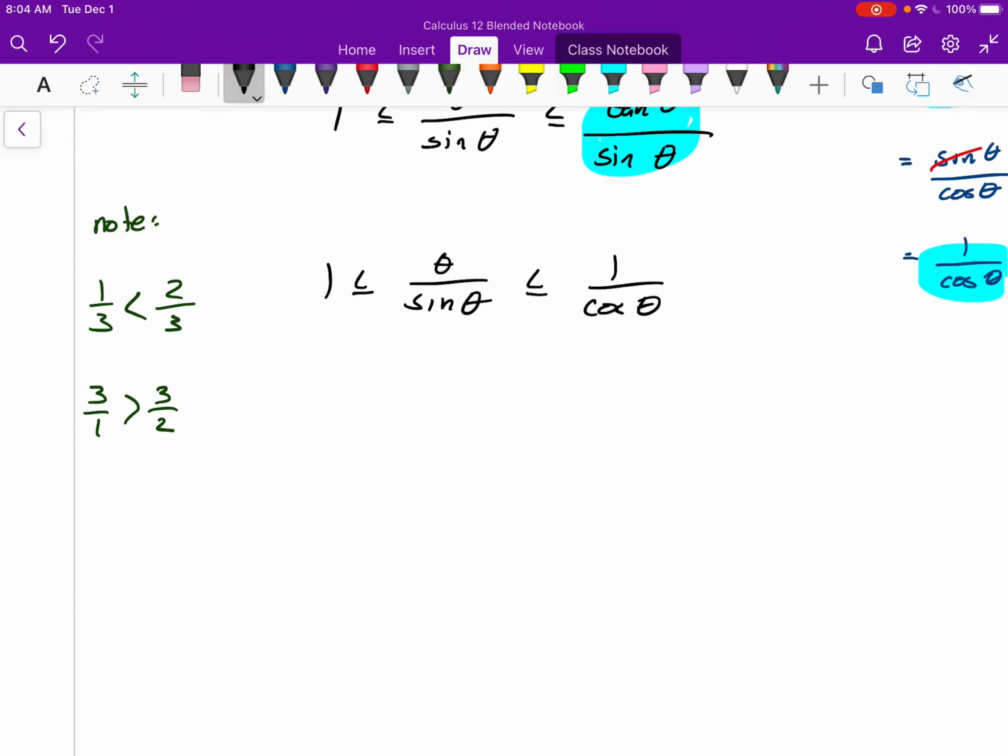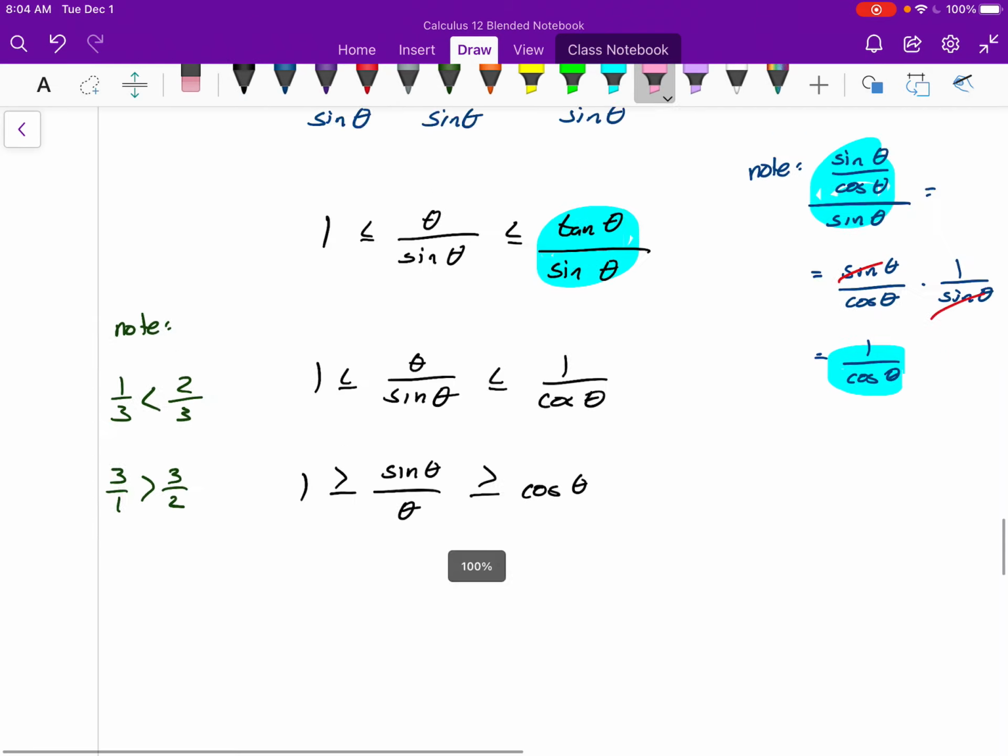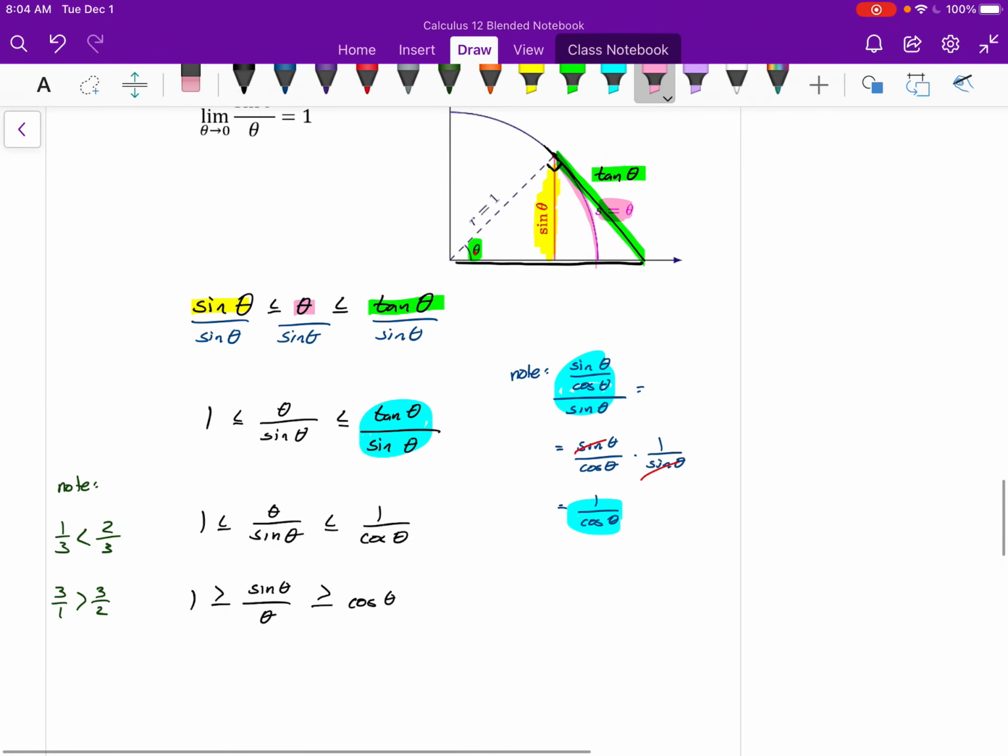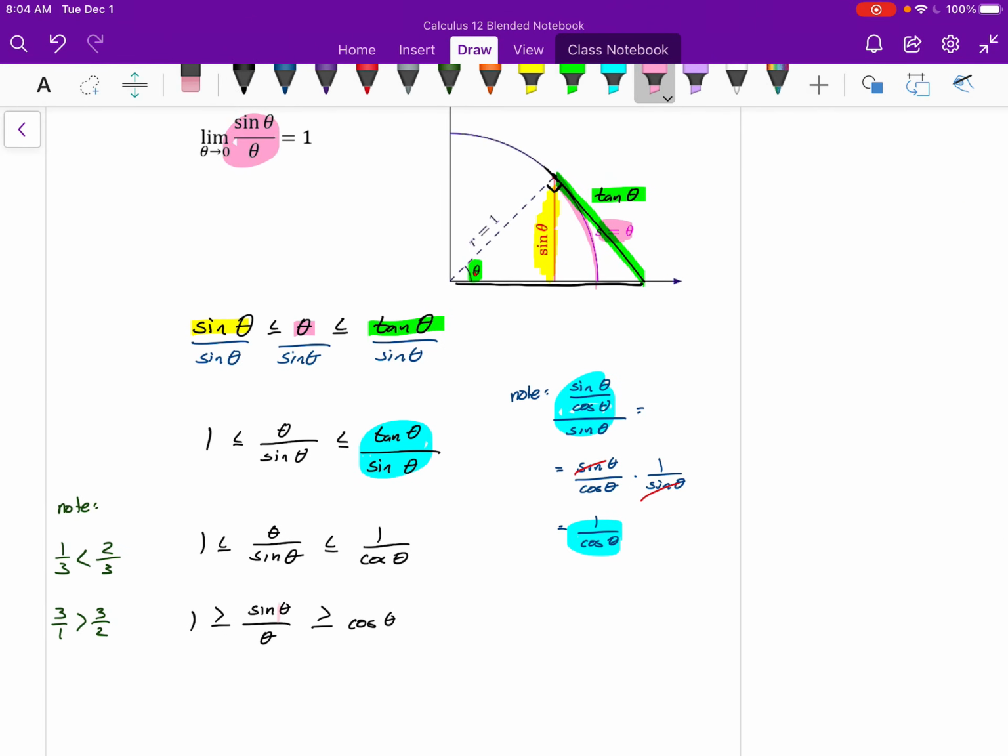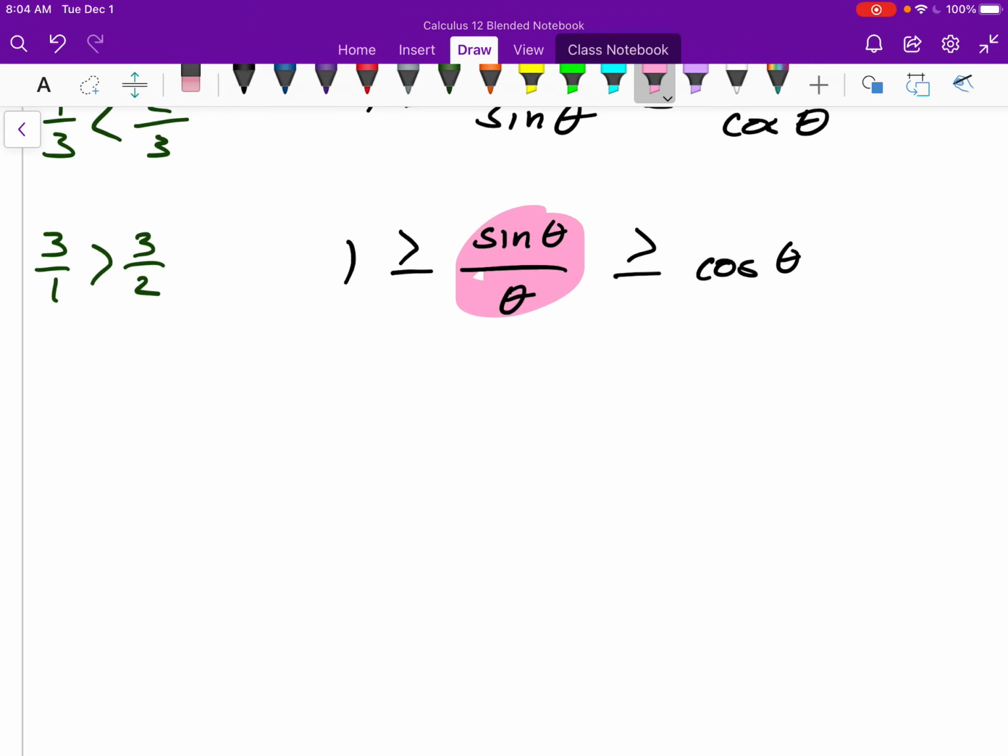And so I can just write the reciprocal of all these. The reciprocal of 1 is 1. The reciprocal of theta over sine theta is sine theta over theta. And the reciprocal of 1 over cosine theta is just cosine theta. And now I can just switch these around. Now I have this expression in the middle, sine theta over theta, that I wanted to have in the beginning. And so now I can actually evaluate my limit, because if I look at the 1 and the cos theta, I can evaluate those limits separately.